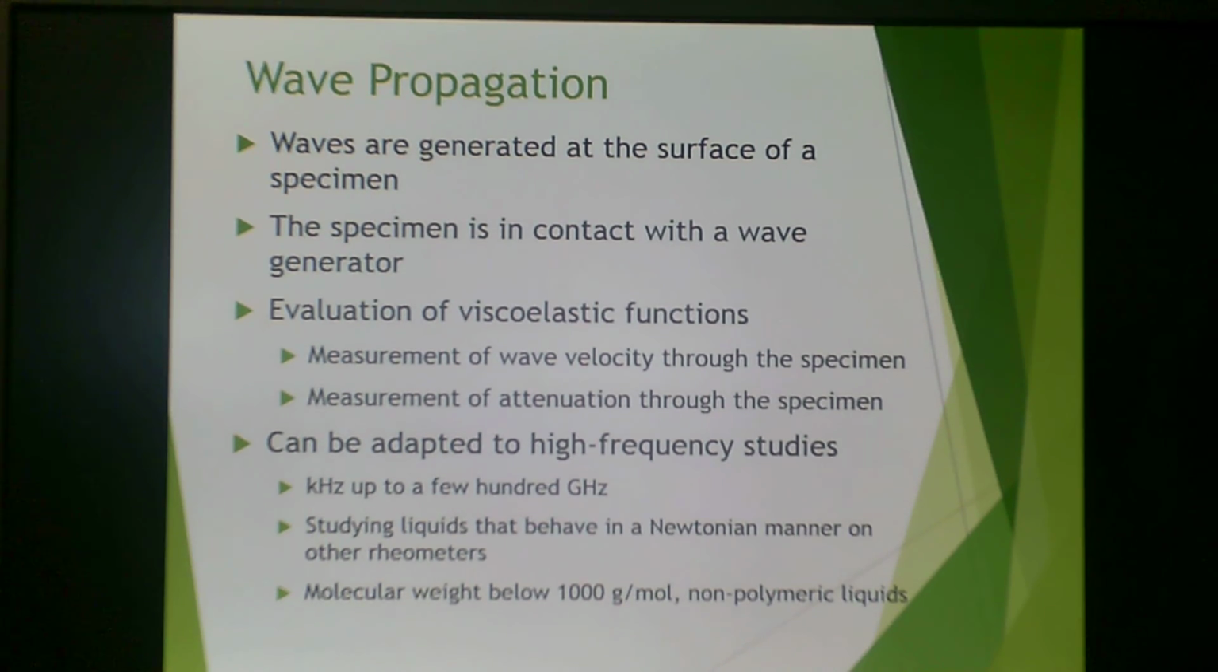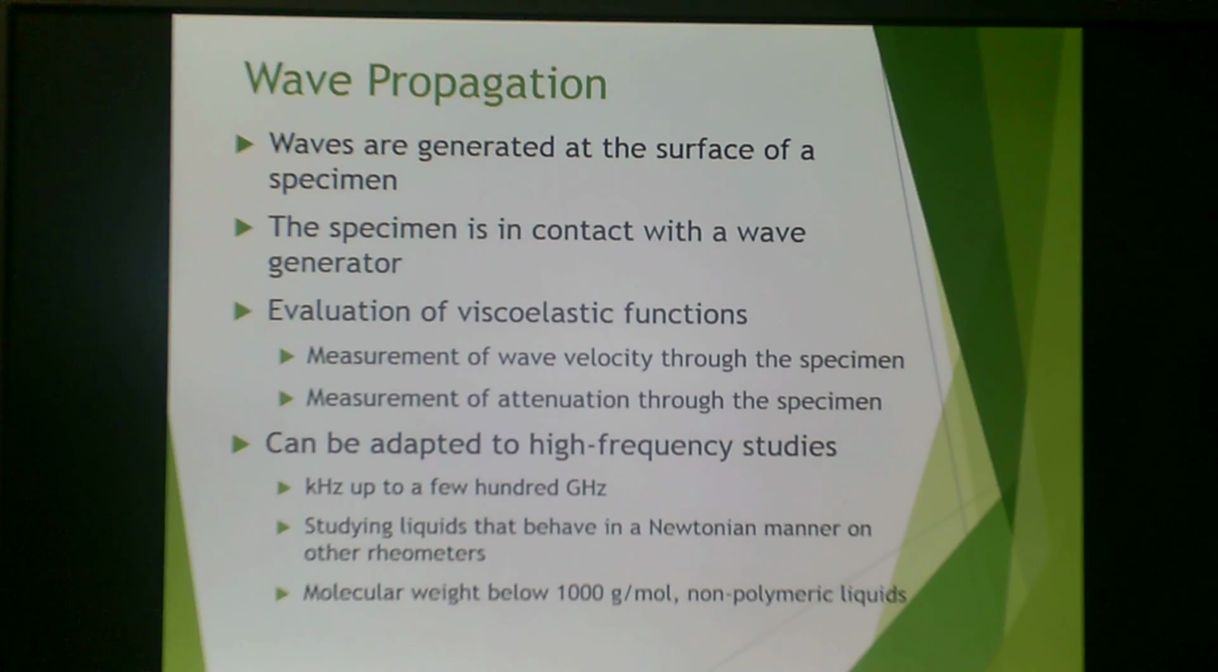This is studying liquids that behave in a Newtonian manner on other rheometers. So you can see viscoelastic behavior from these on other types of measurement methods. Here is where they would be Newtonian. This allows for molecular weight below 1,000 grams per mole in non-polymeric liquids. Not typically appropriate for polymeric type specimens.